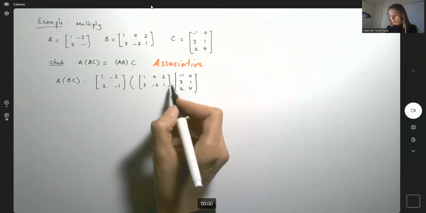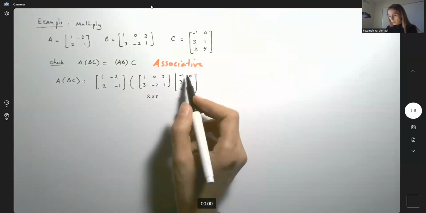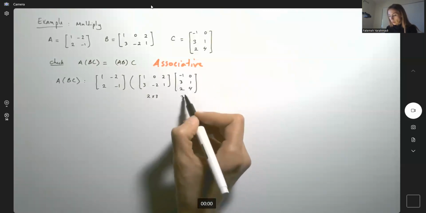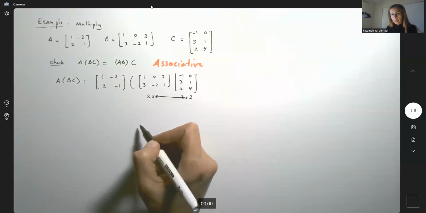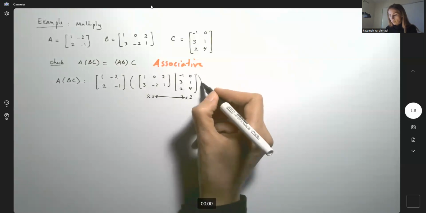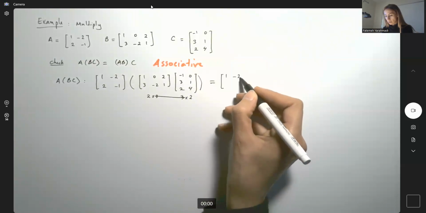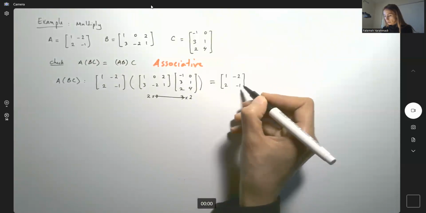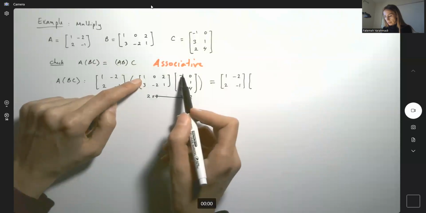So note that here you have 2 rows and 3 columns. And here you have 3 rows and obviously 2 columns. Since the 3 and 3 are the same, I expect to get a 2 by 2 matrix. Very good. So here we go. I have [1, -2; 2, -1]. And here this new matrix, let's just write each one down.